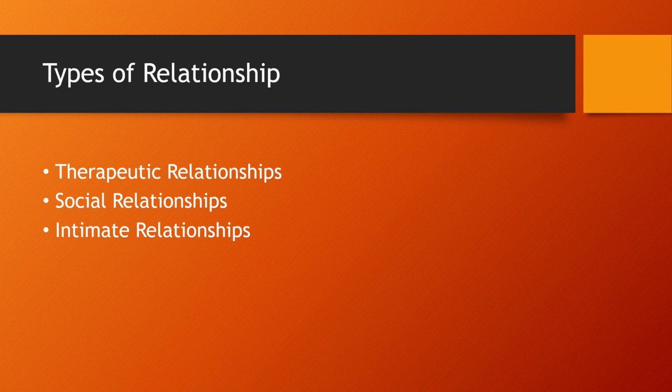Social relationships. The purpose of this is friendship and socialization. It is usually superficial conversation or communication. And then intimate relationships are emotionally committed relationships between two people that assist in meeting each other's individual needs.